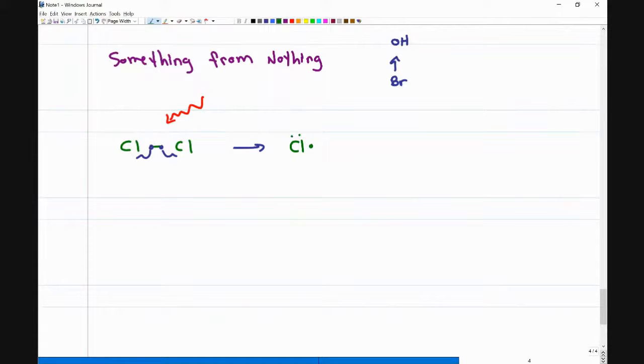Now that I have the radicals, and there are additional electrons, but I'm focusing just on the radical because that's the piece that we're reacting today. Now that I have a radical, this radical is very, very reactive, and it's going to look for something to attack. What is it going to attack?